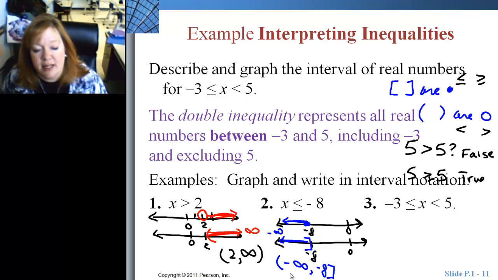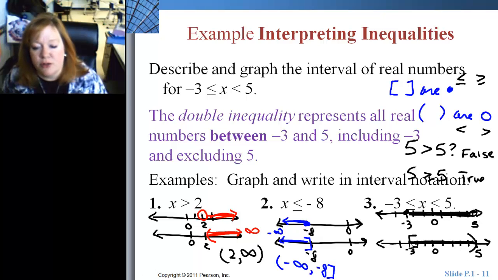It goes down to negative infinity, so I put negative infinity first, and then -8 and a square bracket around the 8. All numbers between -3 and 5, closed dot would go on the -3 and open dot on the 5, and we'd shade between. Well, instead of the dots, we're going to be using these parentheses. Square brackets go in place of the closed dot, and round parentheses go in place of the open circle. So this is what this would look like, and in interval notation, we just bring it down: the square bracket, -3, round bracket, and 5.